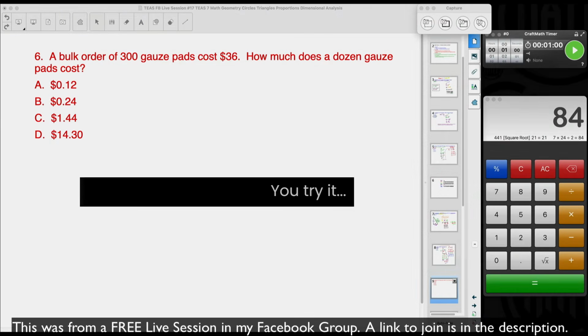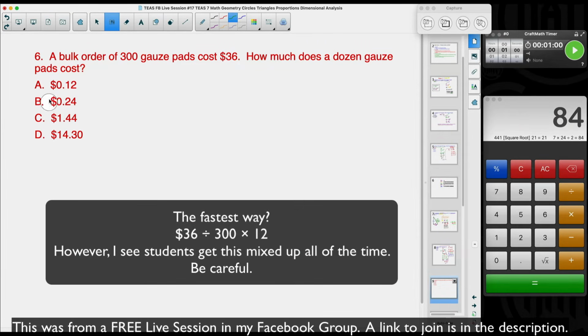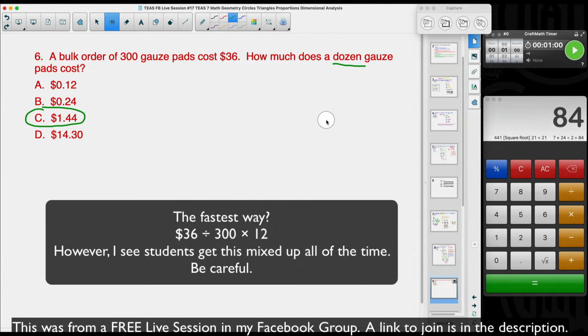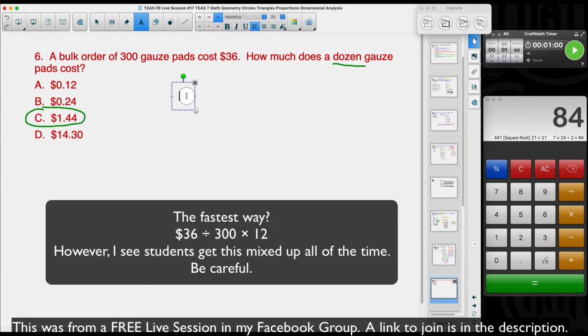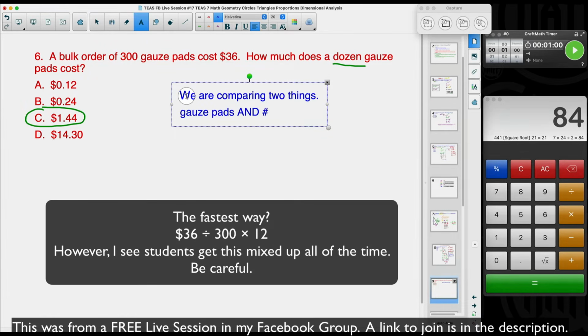All right, so C is going to be our correct answer here. I snuck in a word on you, and some of you may have overlooked it, but $1.44 is how much a dozen gauze pads cost. So, proportions, we are comparing two things. So I'm going to get on this little train of talking about two things and more things a little bit later. So, we are comparing two things. The two things we are comparing are gauze pads and their cost.